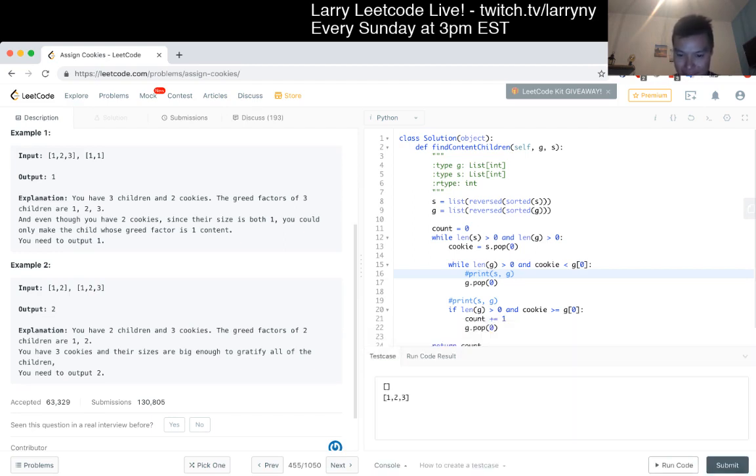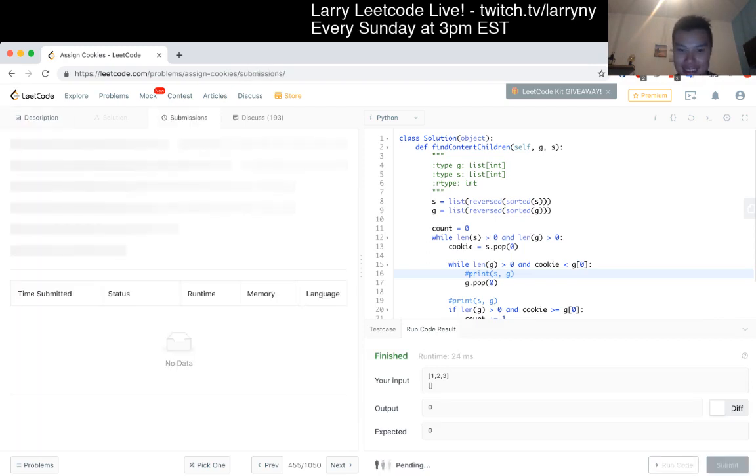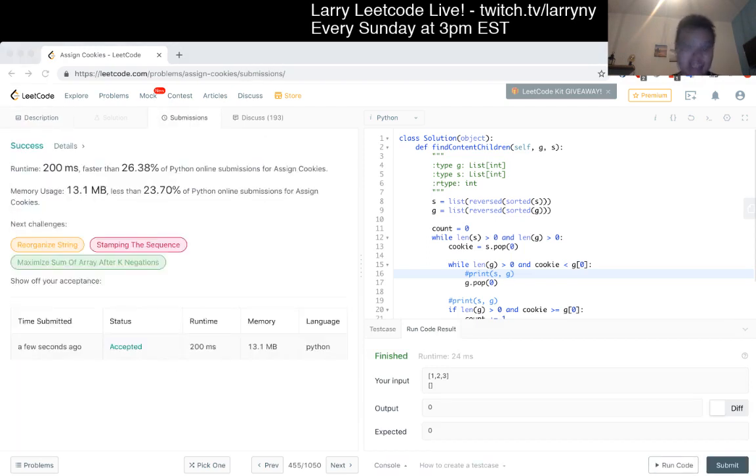That looks okay. Okay, so that looks okay. Let's cross my fingers and yeah. Okay, so that works pretty okay. So greedy seems to work.